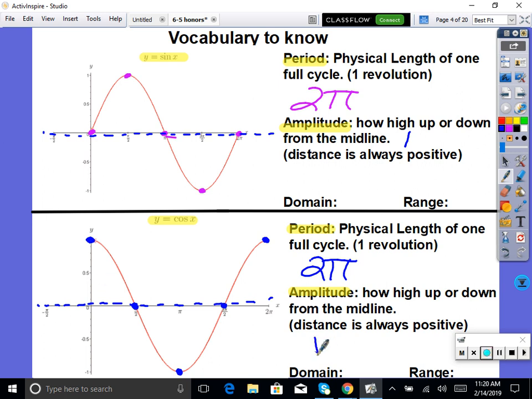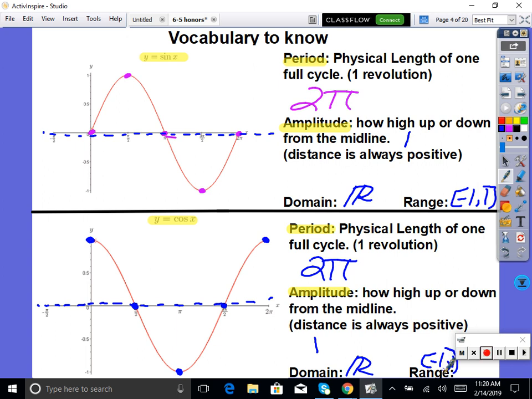The domain for both sine and cosine, we know can go on forever because we can go around the unit circle over and over again. So our domain is negative infinity to infinity. And aren't we, for both of these, bouncing between -1 and 1? Okay.